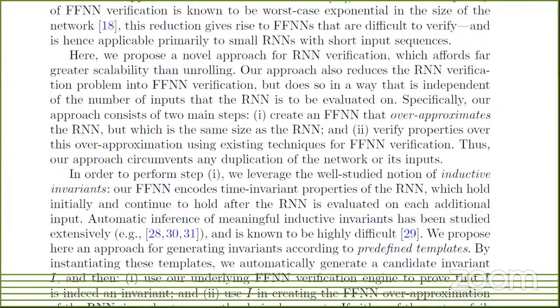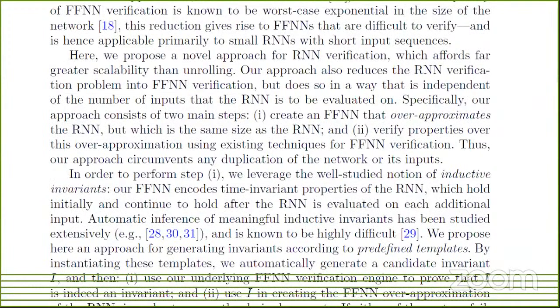So this will be done in two steps. In the first step, this paper creates, given an RNN, a feed forward network that over approximates the RNN, but at least the size is the same. So it's an over approximation of the same size. Okay. And then, of course, the second step is to verify the property on this over approximate network.